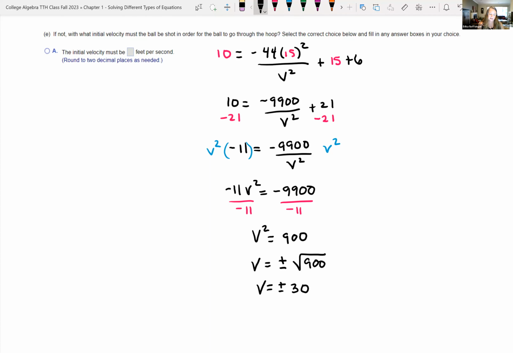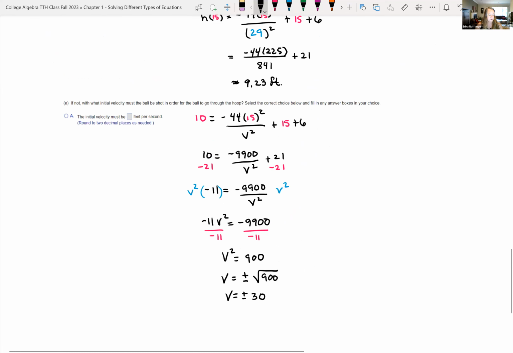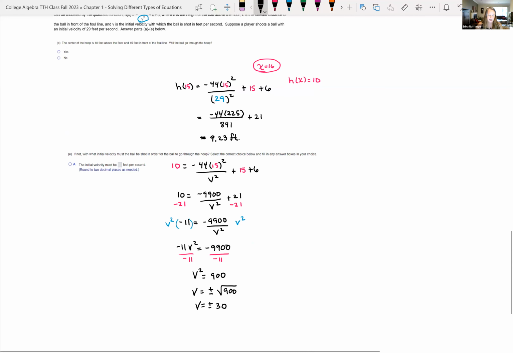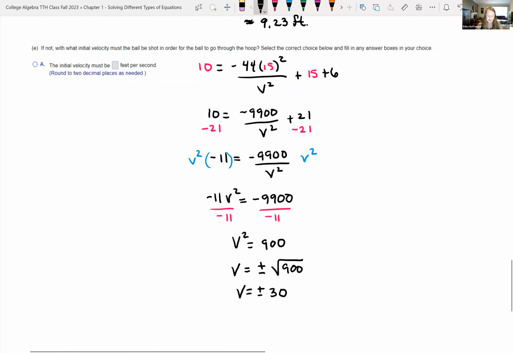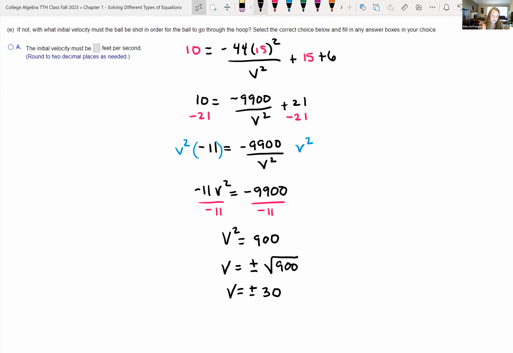Well, V is the velocity in feet per second. It doesn't make sense to have a negative velocity. And so we're just going to look at the positive. So the initial velocity must be 30 feet per second in order for the ball to go through the hoop.